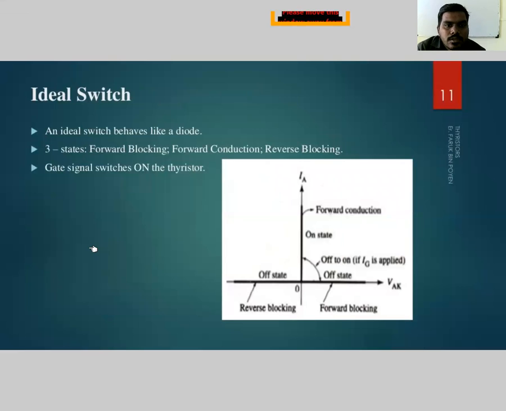Okay, then we have an ideal switch. An ideal switch behaves like a diode. If we consider a switch, it has three states: forward blocking, forward conducting, and reverse blocking. In forward conduction it will allow the current to flow through it, and in blocking it will block the current to flow through it, including in the reverse direction. Okay, so the gate signal switches on the thyristor. For turning on the thyristor, we have to give the gate signal. Why gate signal? Because it turns on the SCR at a very low voltage.